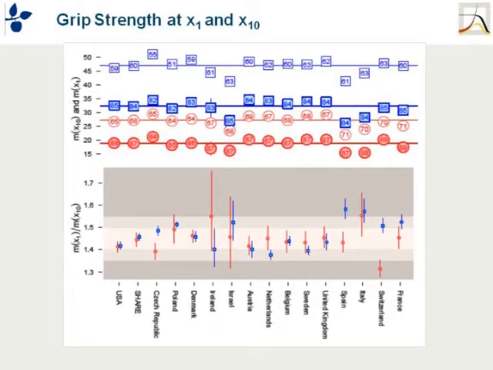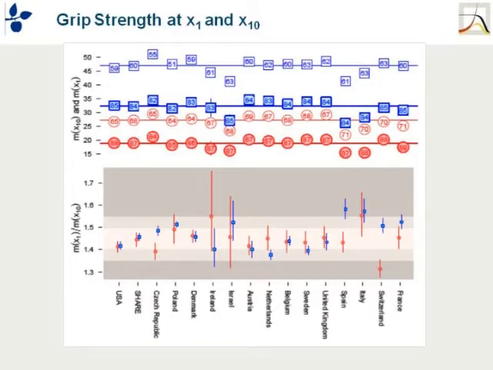But if you look in the bottom part of the graph, at relative grip strength, you can see that men and women in most of the countries are pretty close, and that all of the countries are pretty close. The ratio of grip strength at age X1 to the value at age X10 is between 1.4 and 1.5 in most of these countries. So grip strength seems to be consistent with the level of mortality.